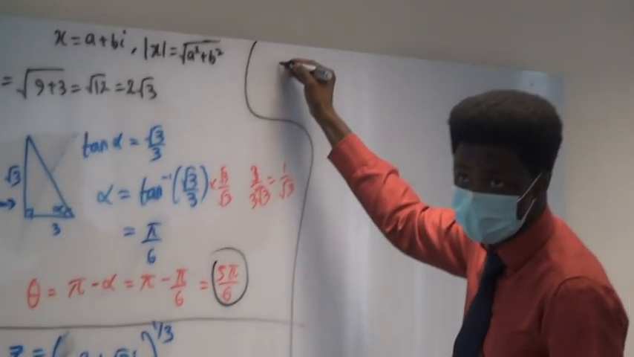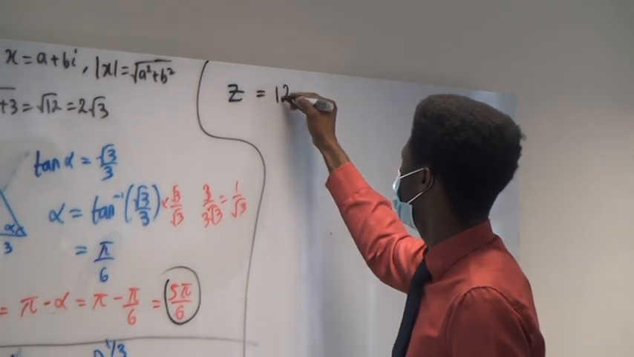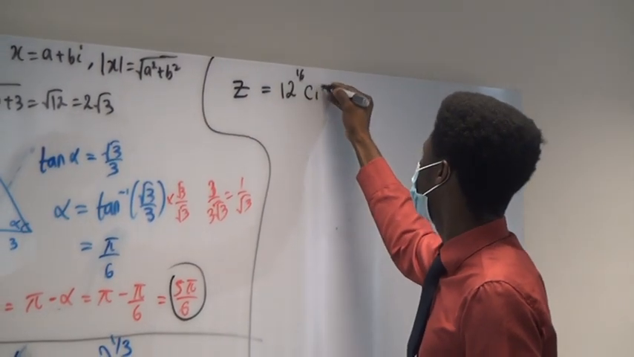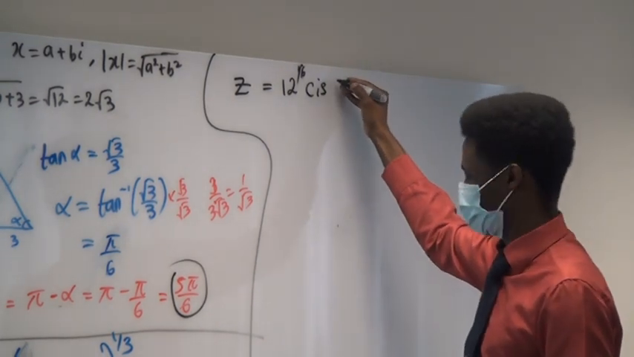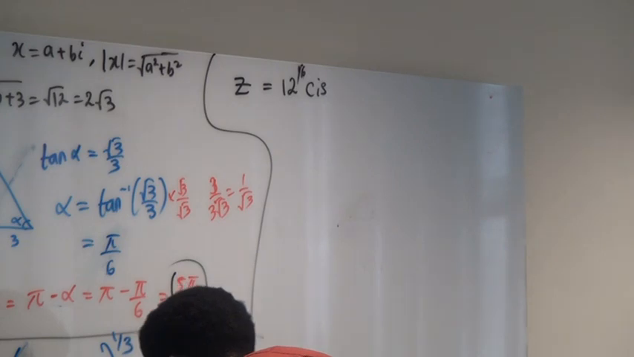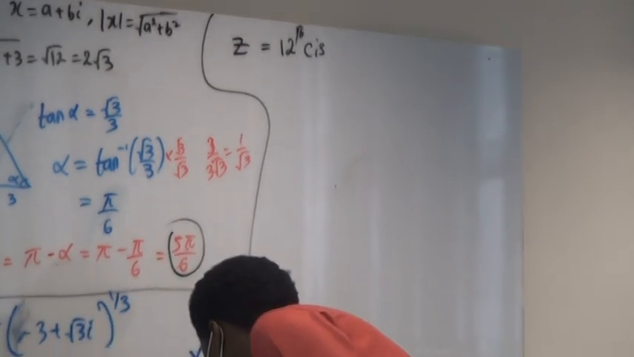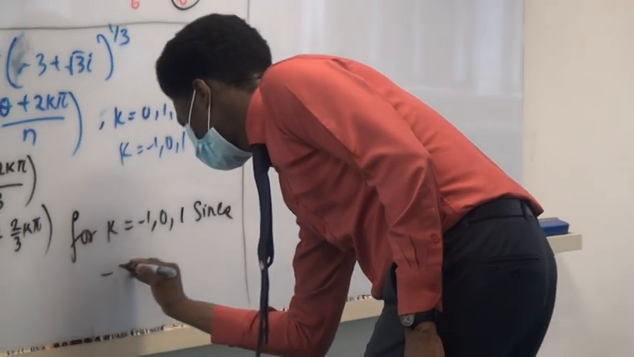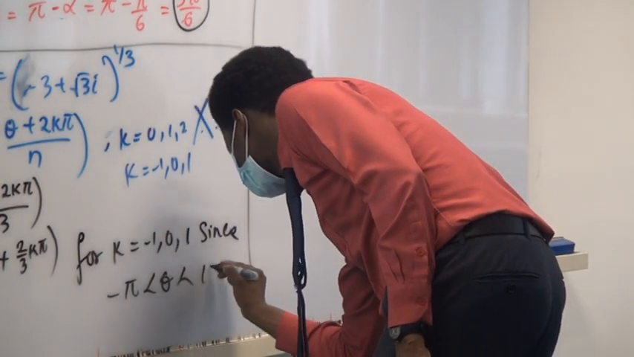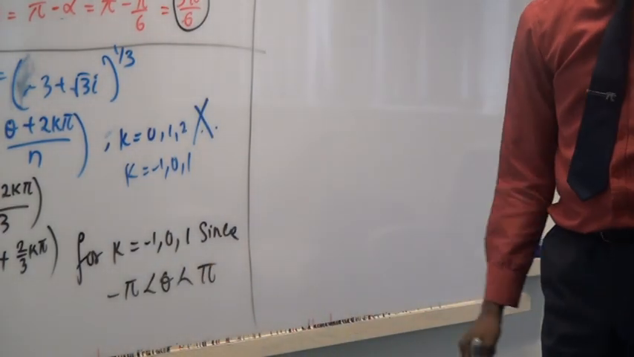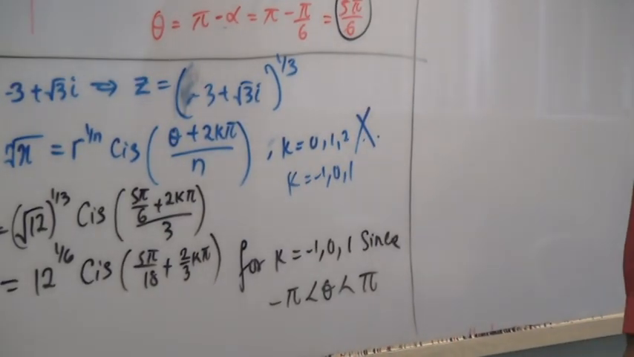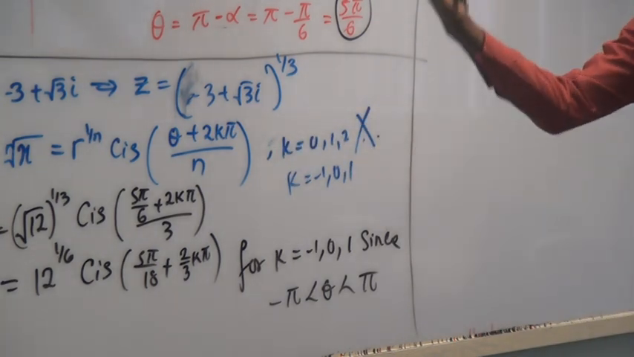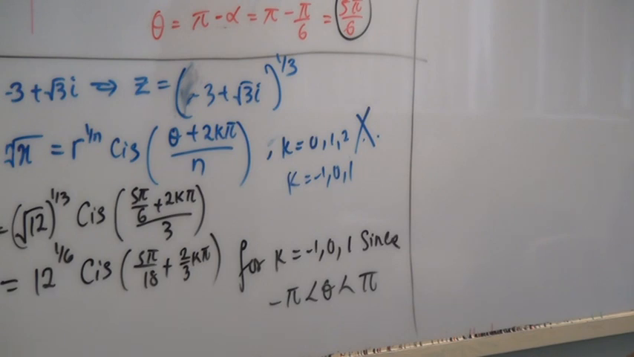12, CIS. I'm writing CIS; you can evaluate it yourself later. So for k equals minus 1, 0, since minus pi must be less than theta, which must be less than that. This theta is the argument. So this argument applies to the argument of this. This is a new number. Whatever we get, they are new complex numbers. So the argument must also be within the range of the original number.